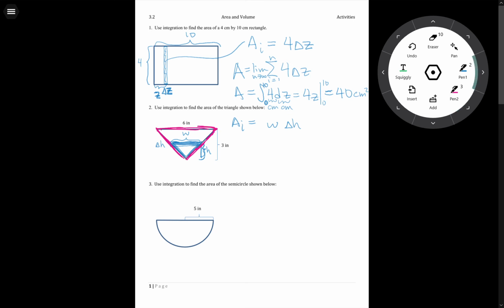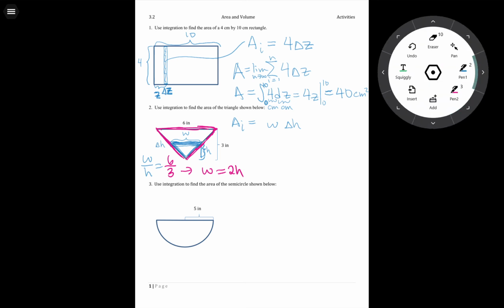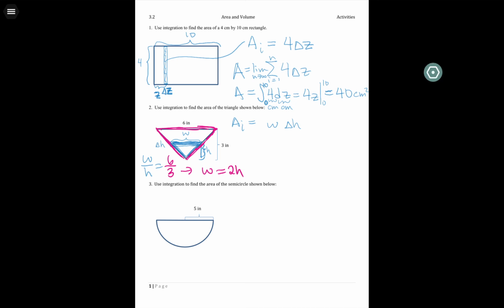So if I'm looking for h, let's do h to w. Oh, wait a minute, I'm not looking for h. If I'm looking for w, let's do w to h. And then on the big triangle, that will equal 6 to 3, which means that my width is 2 times my height. The width of the triangle will always be twice as big as the distance from the bottom.